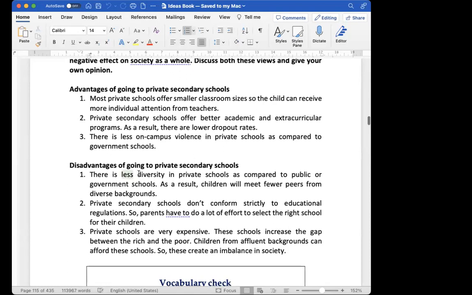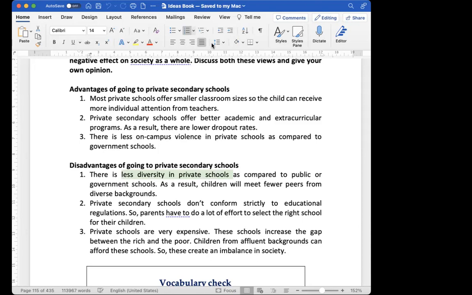What do you understand by this term, less diversity in private schools? What does it mean? Usually upper class students are there. Yes, so only the upper class. So there is less diversity. In normal public schools, students meet other children from diverse backgrounds. Okay. And private secondary schools don't conform strictly to educational regulations. So parents have to put in a lot of effort to select the right school for their children. Parents have to really do a lot of homework to select the right school.